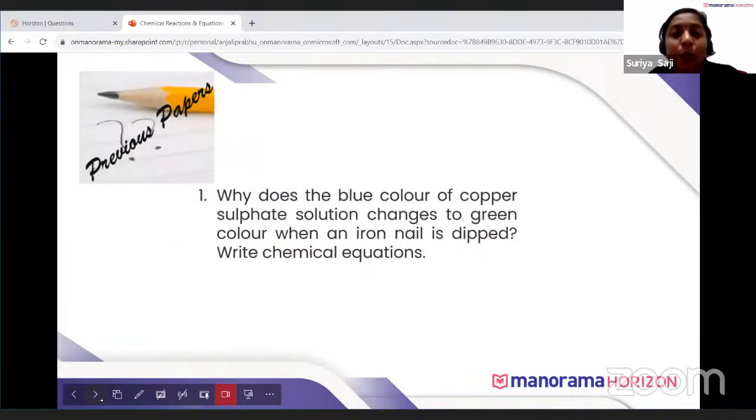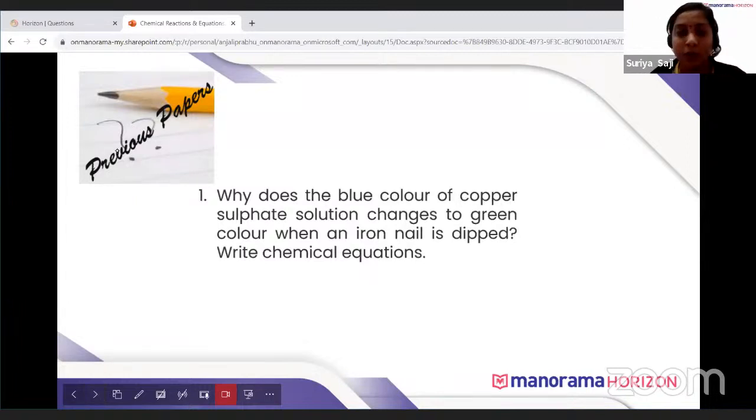So first question is, why does the blue color of copper sulfate solution change to green color when an iron nail is dipped? Write the chemical equation. Copper sulfate solution has a blue color. When we put an iron nail into it, actually this question was already asked previously, okay? So we need to understand these questions. Similar questions we can expect in this exam also.